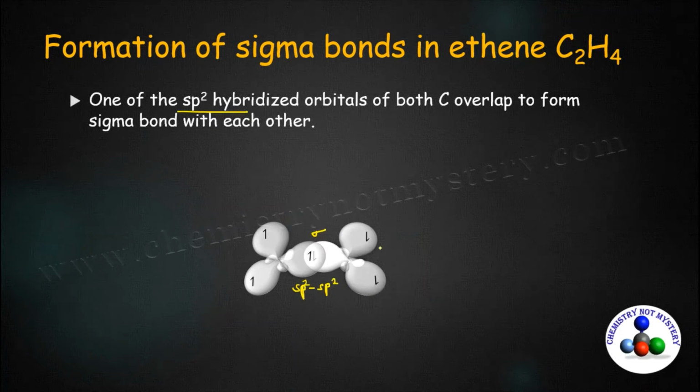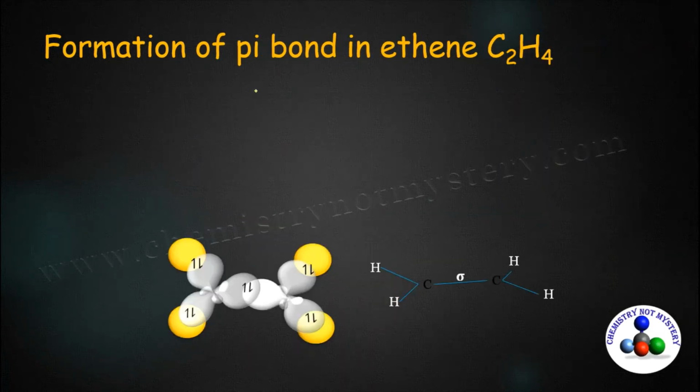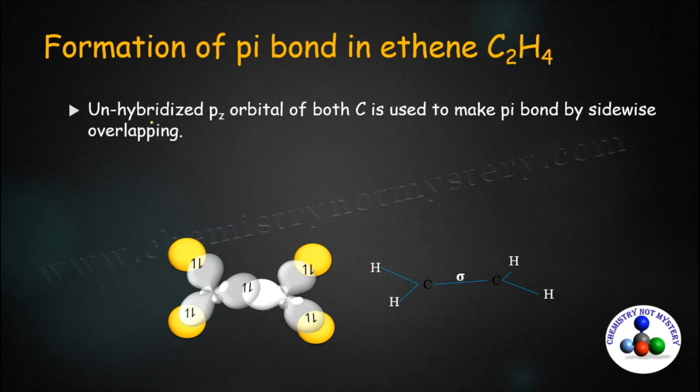Now the formation of sigma bond between carbon and hydrogen. This sigma bond is formed by the overlapping of sp2 hybridized orbital of carbon and s orbital of hydrogen. So that's how carbon-hydrogen sigma bonds are formed. Now let's see how pi bond is formed between two carbons. For the formation of pi bond, we are going to use the unhybridized pz orbital.